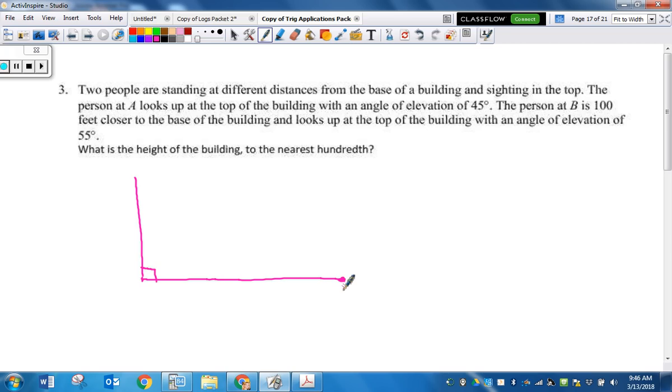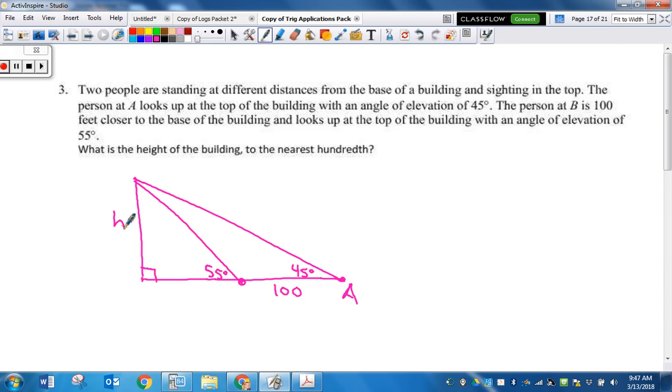Okay, so I'm going to have person A here. They look up, angle of elevation to see the top is 45 degrees. Person B is 100 feet closer. Okay, so they move in 100 feet. They didn't even have to tell me they were closer, because honestly, you got to tilt your head up more if you're closer to the building. That should make sense to you. So 55 degrees there. What is the height of the building? Okay, so ultimately I'm looking for H, the height of my building.